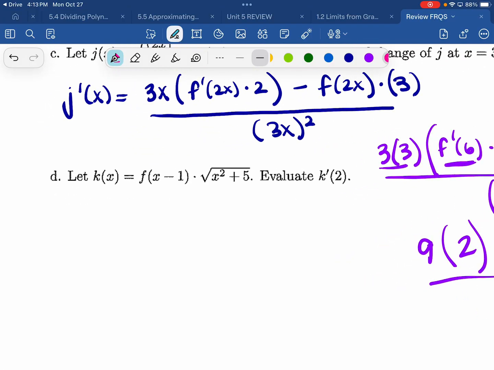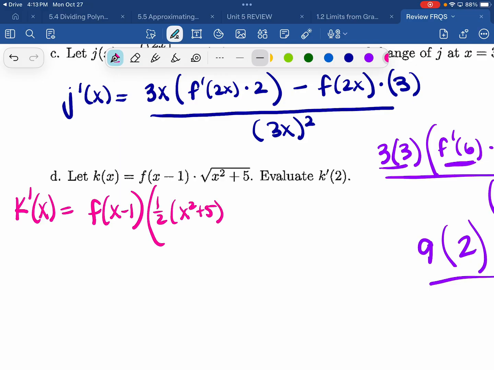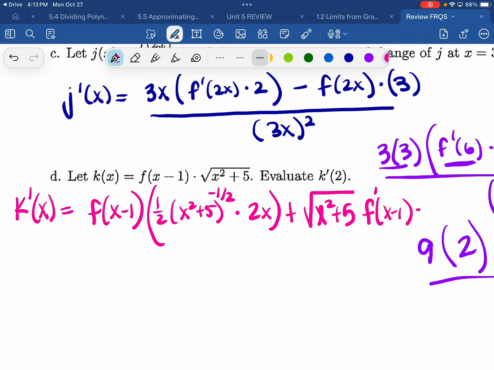All right, and then this one here, k of x equals this guy, and we're going to do k prime. So we're going to have to do a product and a quotient rule. So first I'm going to write an expression for k prime. All right, so 1 over 2, so 1/2 x squared plus 5 to the negative 1/2 times by 2x. 1 over 2 plus 2, and then the derivative of the first function, which is f prime of x minus 1, and then times by 1 because the derivative of x minus 1 is 1.